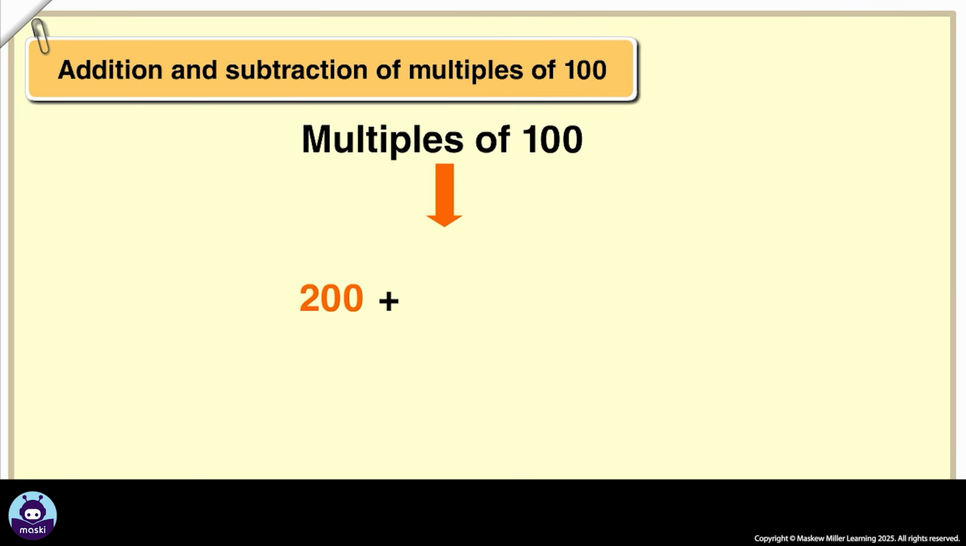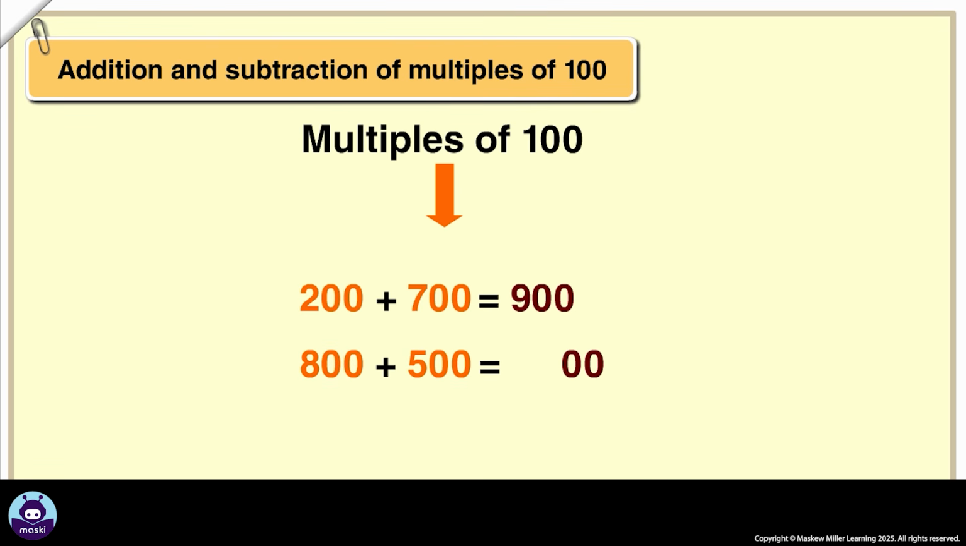For example, in 200 plus 700 in your answer, first write 00 and then add 2 plus 7 and then write 9 on the left of the 00. 200 plus 700 equals 900. 800 plus 500 equals 1300. Notice that your answer may be more than 1000.